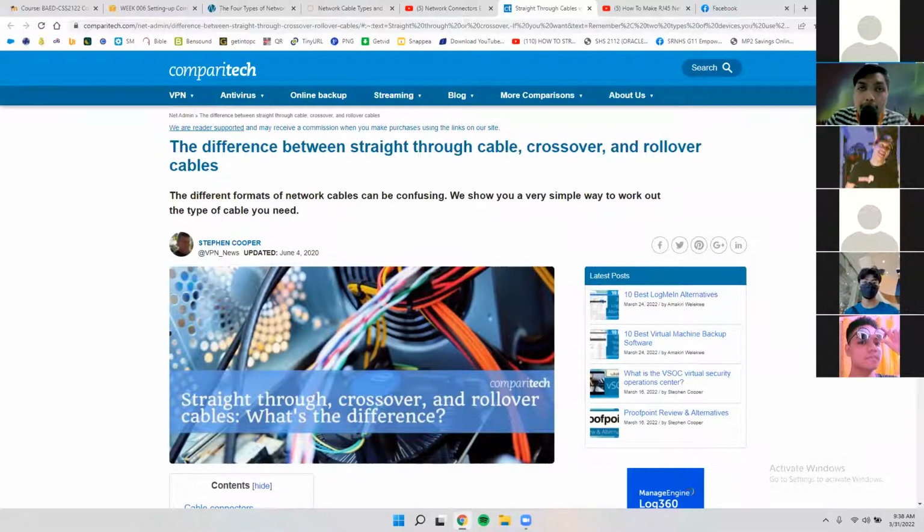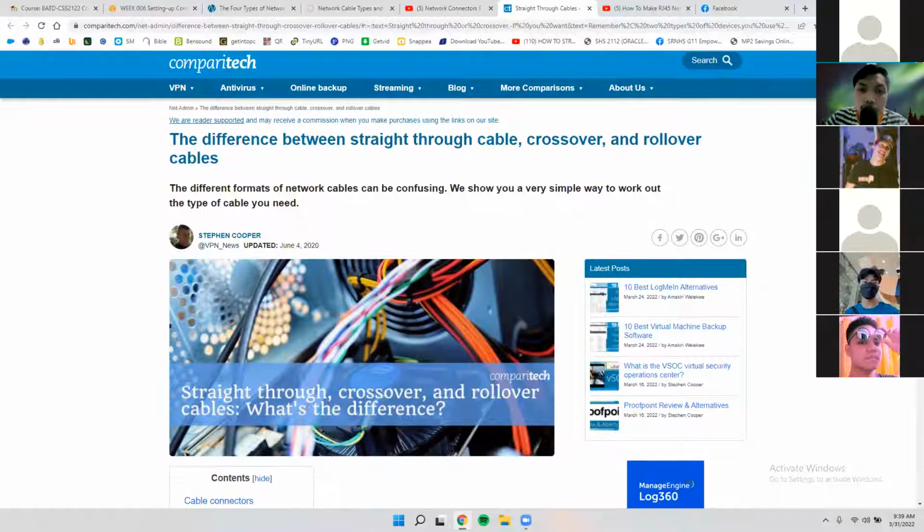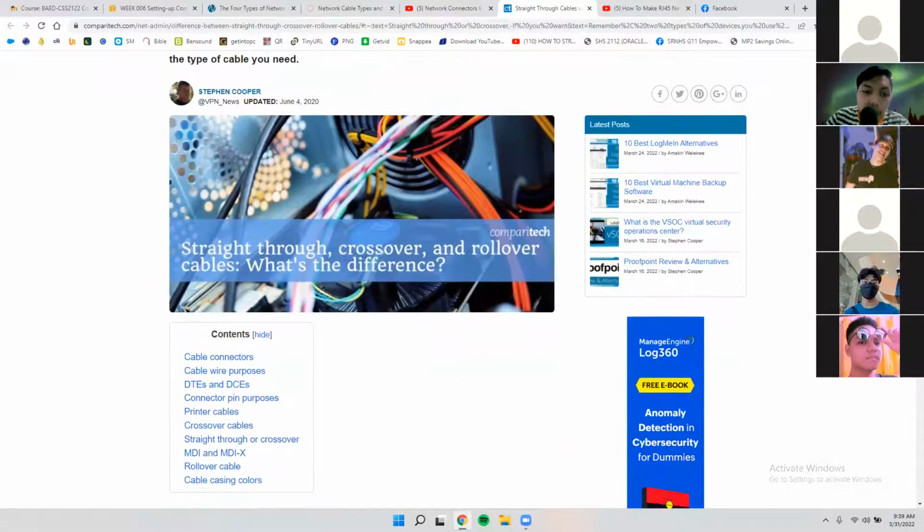Kasi mamaya i-discuss ko kung paano maggawa ng LAN cable, okay, ng Ethernet cable. Ipapasok yung RJ45, mag-aayos tayo ng pins, ipapasok yon, and then paano ba yung mga purpose nila? Okay, let's go to the crossover versus straight through.